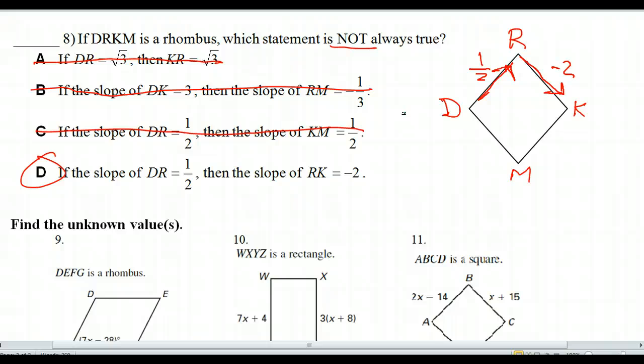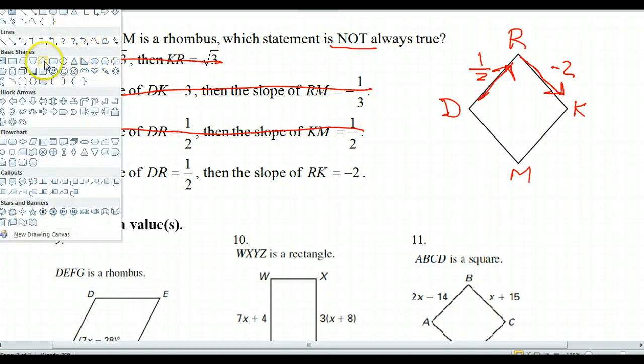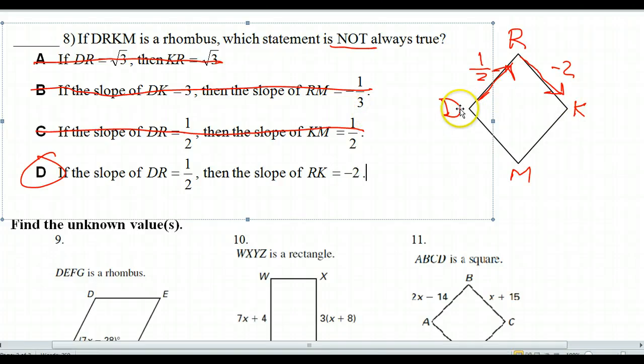Or rectangle. So in general, a rhombus, let me make it more exaggerated to make a point. This could be a rhombus right here, but it's really small.